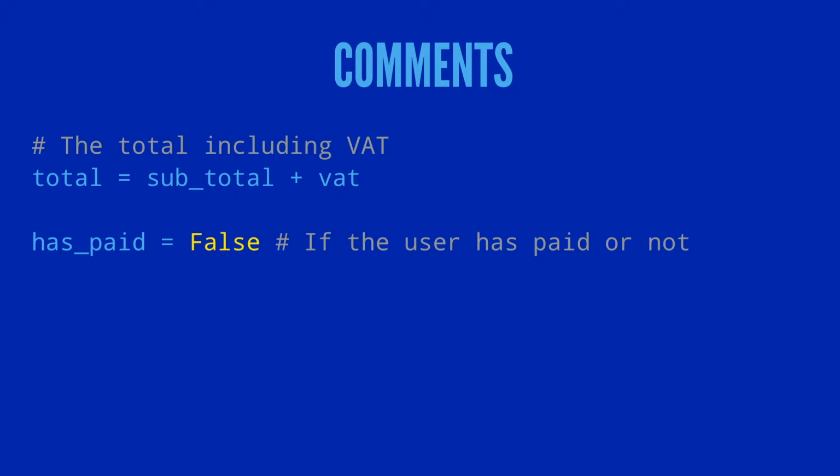And then last week we started to look at comments. By using the hashtag, you can add a comment, and this just means that when your program is executed, whatever is part of the comment is just ignored. You can either do that on a new line entirely, so that's the first example where we've got the hash and then the total including VAT, or you also have the option to do it at the end of a line of code, and that just means that anything after the hash character becomes a comment.